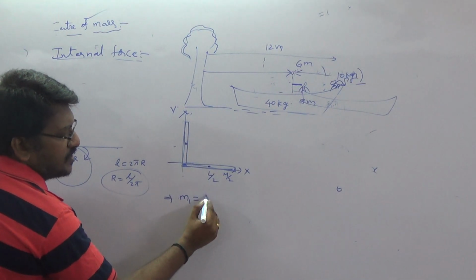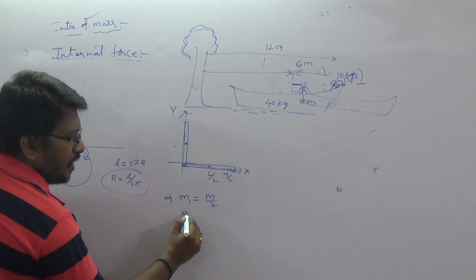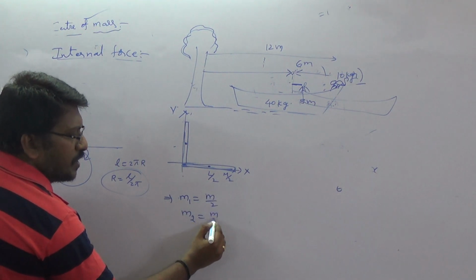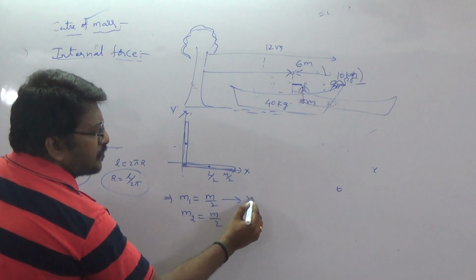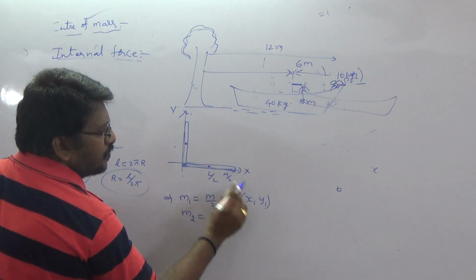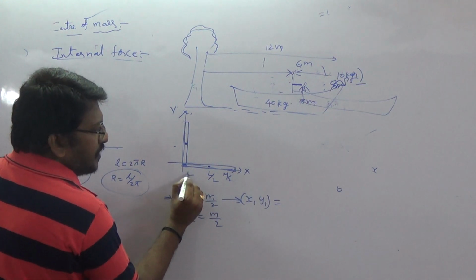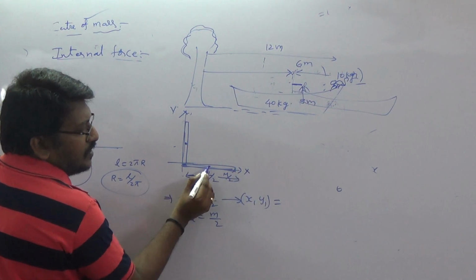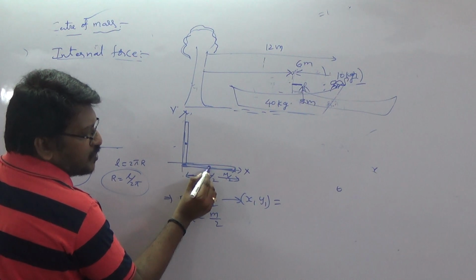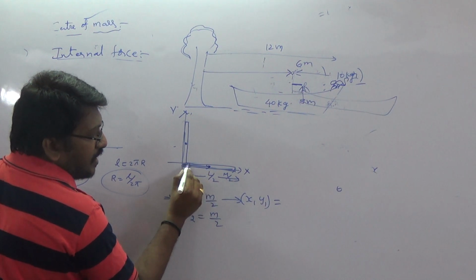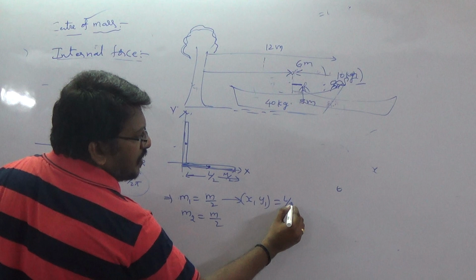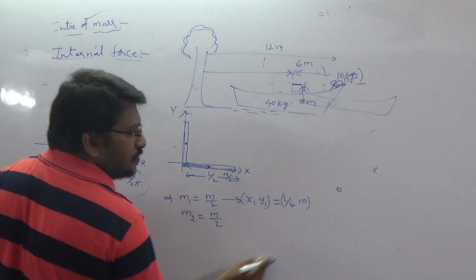M1 is equal to how much? M by 2. M2 is equal to M by 2. The position of the first piece is x1, y1, because the two pieces are in the x-y plane. X1, that means from here to here, is L by 2. The position of the center of mass of the first particle is here, that means it becomes L by 4. So L by 4 comma 0.